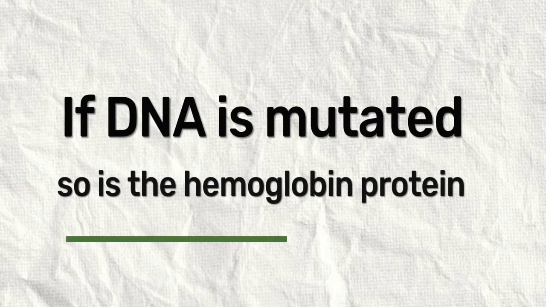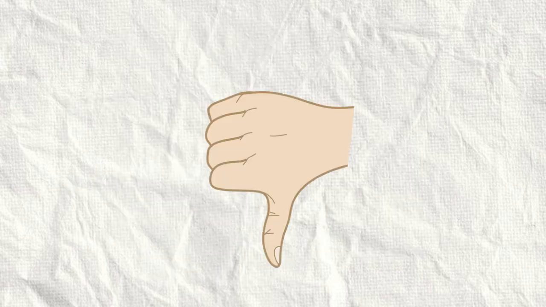I know that was a lot, so what does that mean? Well, if DNA is mutated, so is the resulting hemoglobin protein, and that negatively impacts the red blood cell. That's bad news for sickle cell people.